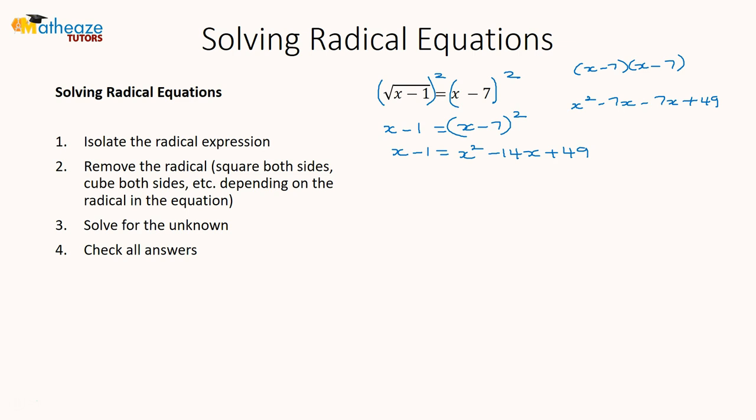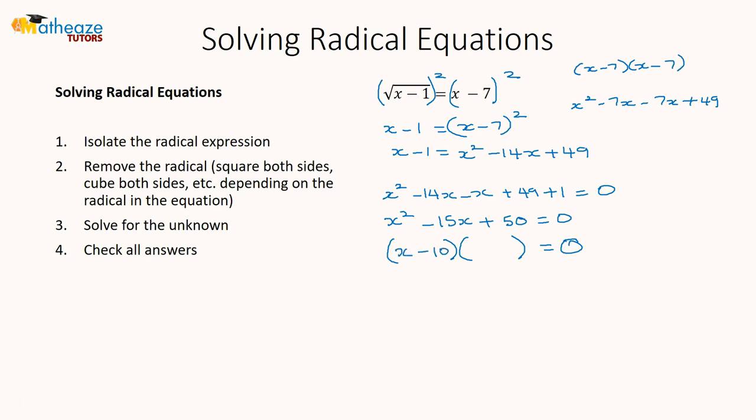Let's group common terms. So we have x squared minus 14x minus x plus 49 plus 1 equal to 0. So we have x squared minus 15x plus 50 equal to 0. When we factor, if you need some help factoring, there's a lesson that focuses on this exclusively. So we have x minus 10, x minus 5.